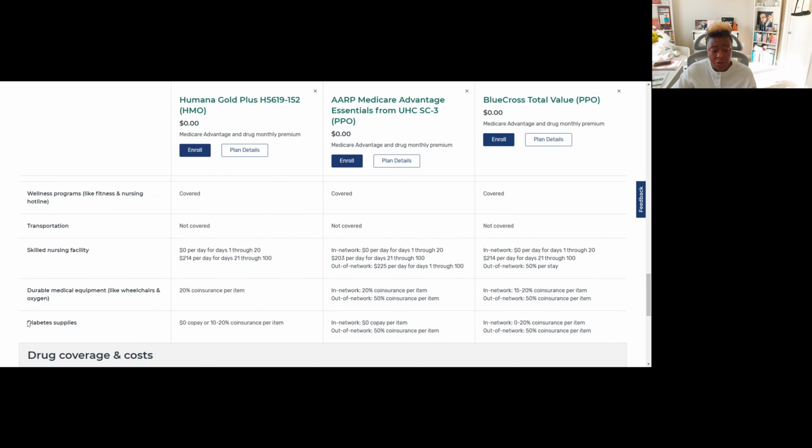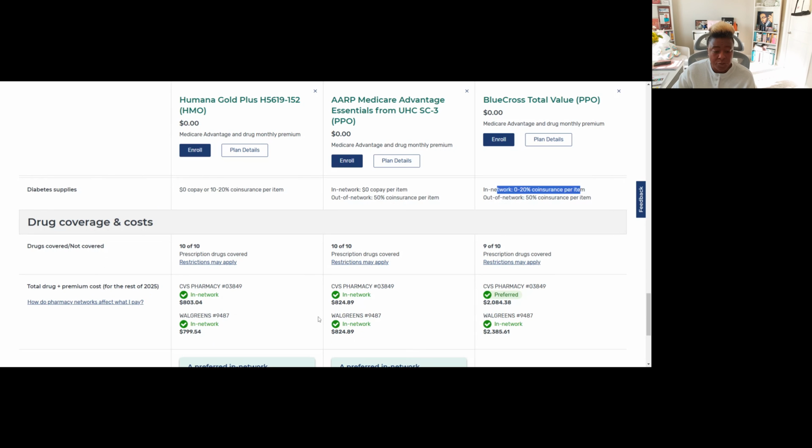Diabetic supplies, this is going to be important because remember, our person that we're looking at here has diabetes, so they would pay $0 for their supplies, or 10 to 20% coinsurance. That just means that they have a preferred product. So they may prefer you use one set of testing supplies over another set, and if you use the preferred ones, you pay $0. Over here, United says $0 per item, and same thing, 0 to 20% with Blue Cross.